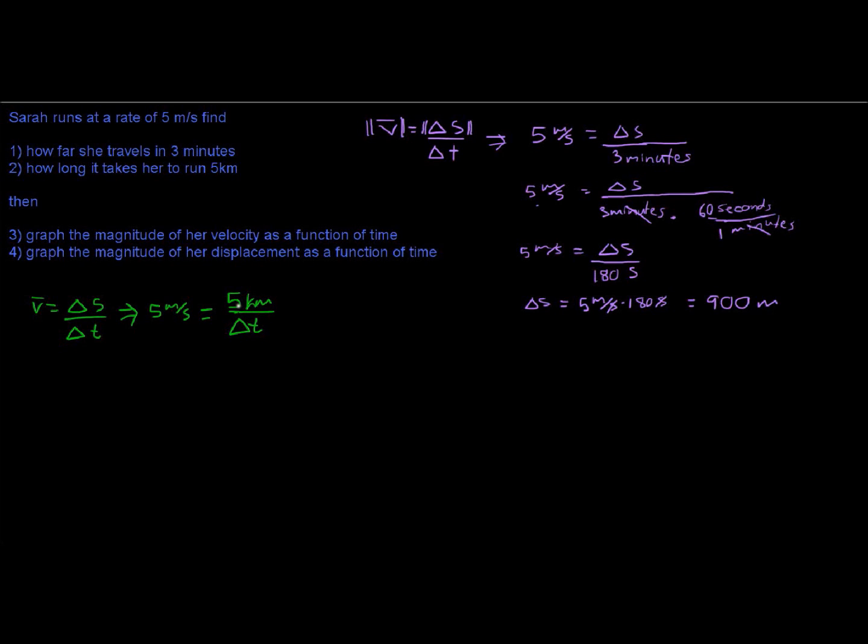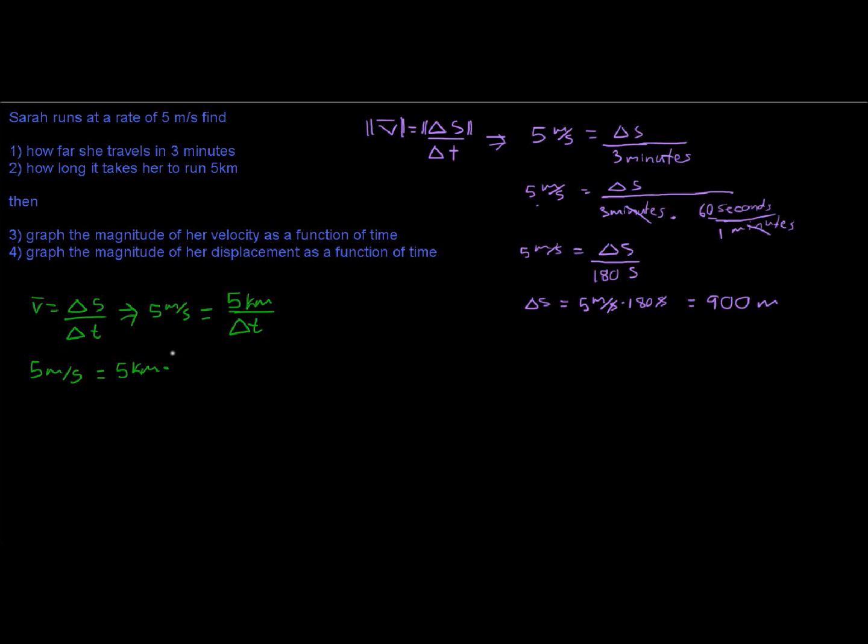And just like before when we had the issue with the seconds and the minutes, now we have an issue with meters and kilometers. So we're going to have to rewrite this so that we have common terms to work with. So when we write this, we're going to keep it in meters because that's the SI unit. So we have 5 meters per second. It's going to be equal to 5 kilometers.